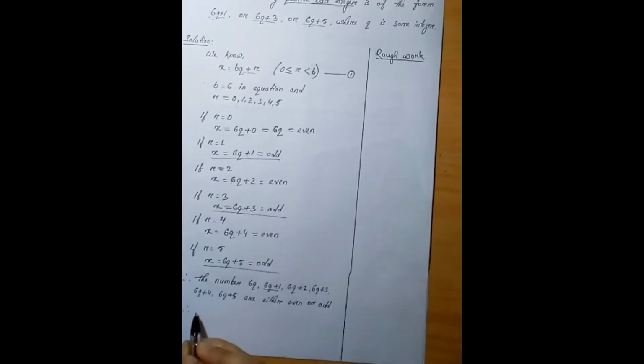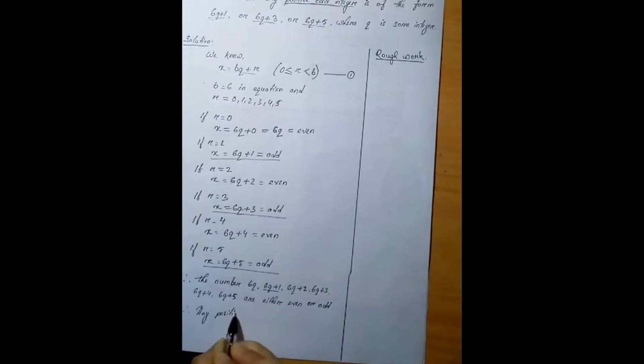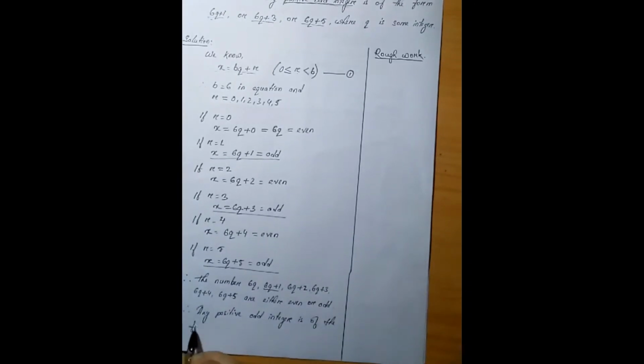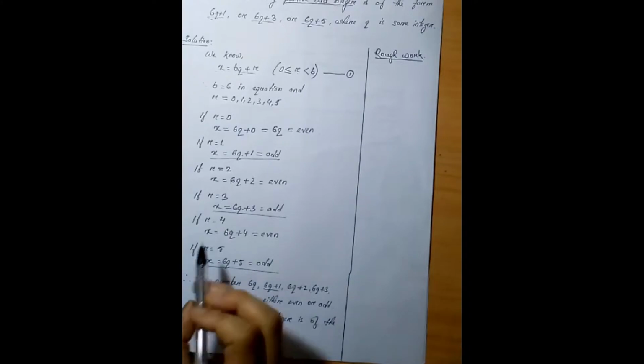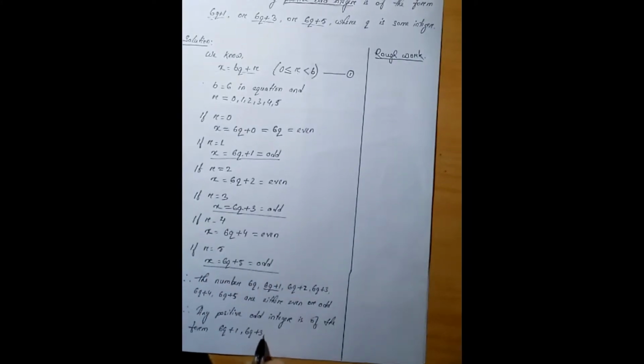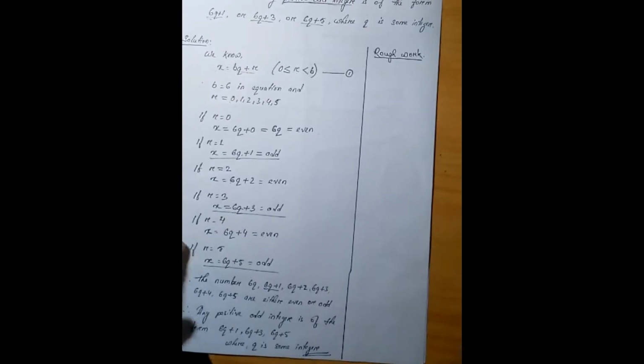So therefore, any positive odd integer is of the form 6q plus 1, 6q plus 3, and 6q plus 5, where q is some integer. So this is our answer.